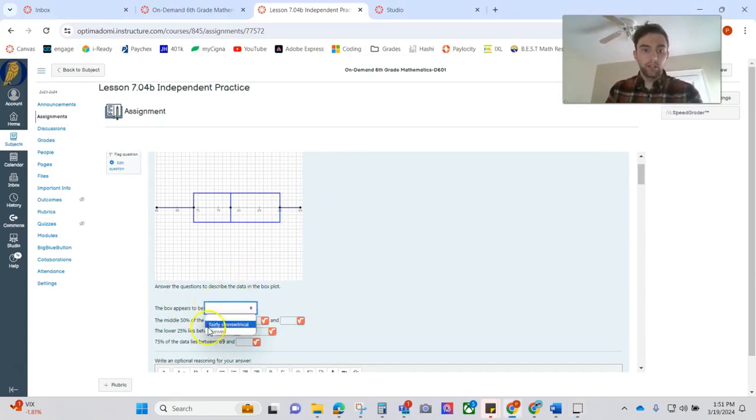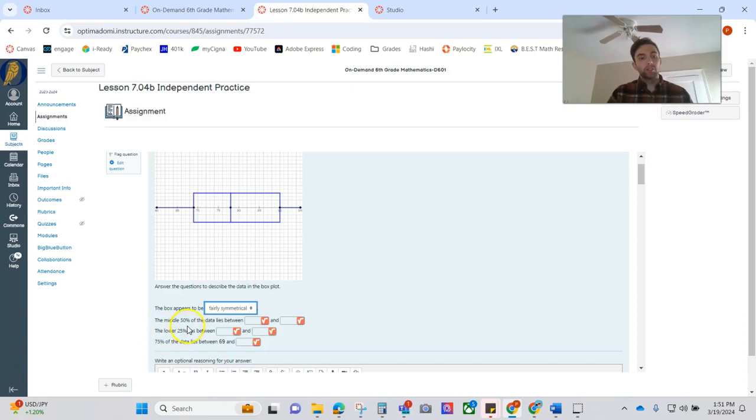The box appears to be fairly symmetrical or skewed. If a box plot has a really long whisker, or one of the 4 parts of the box plot is much longer than the other ones, that means it's skewed. So if there's a super long whisker, or a super tiny whisker, or a super long box, or super tiny box, then it's skewed. Otherwise, it's fairly symmetrical. They all look about the same size of whisker. Some are bigger, that whisker's bigger than that whisker, but it doesn't look crazy to me, so I'm going to say fairly symmetrical.